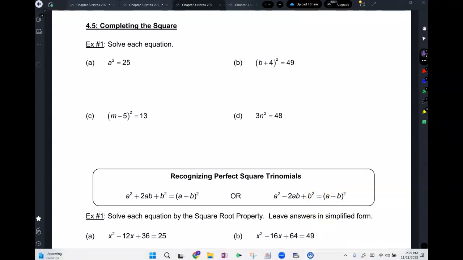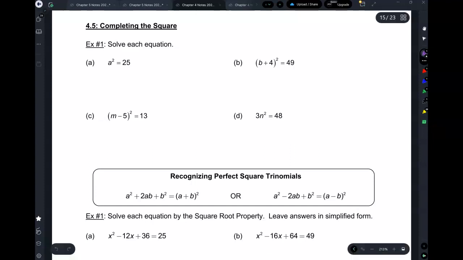Okay, so we're gonna start with some review of solving equations, but we're gonna go with basic stuff, right? To solve this, a squared equals 25. I basically take a square root of both sides. So I get a equals what? Just 5? Plus or minus 5, right? When you square both sides, you're always going to get plus or minus 5.